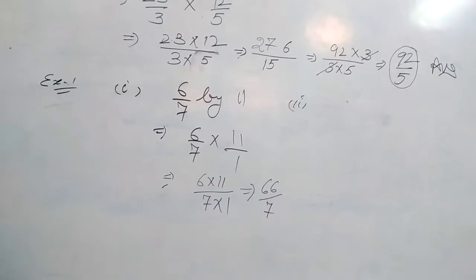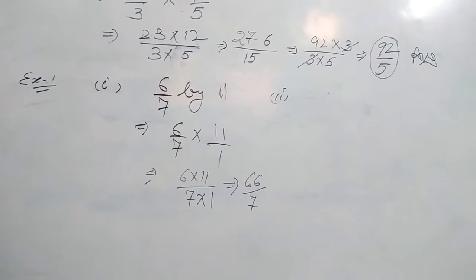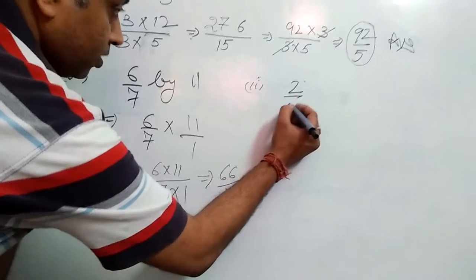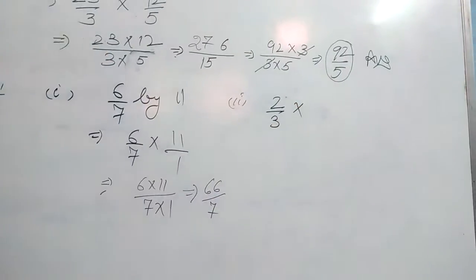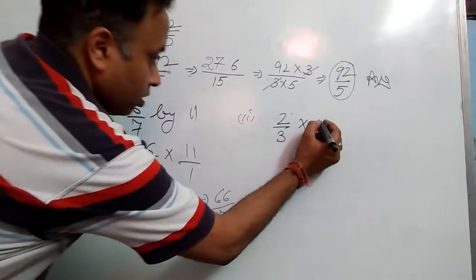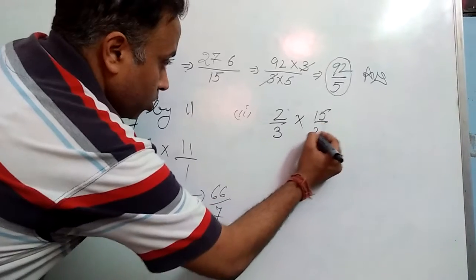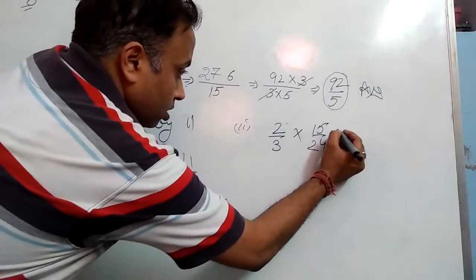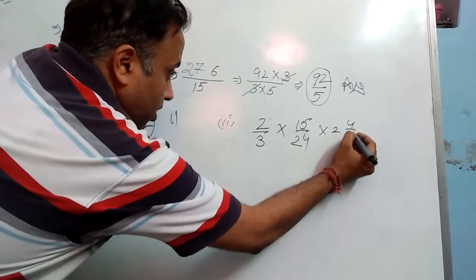Now I am taking one more example, and in my second example I have 3 fractions. My first fraction is 2 upon 3 multiply 15 upon 24, and my third fraction is in the form of a mixed fraction.